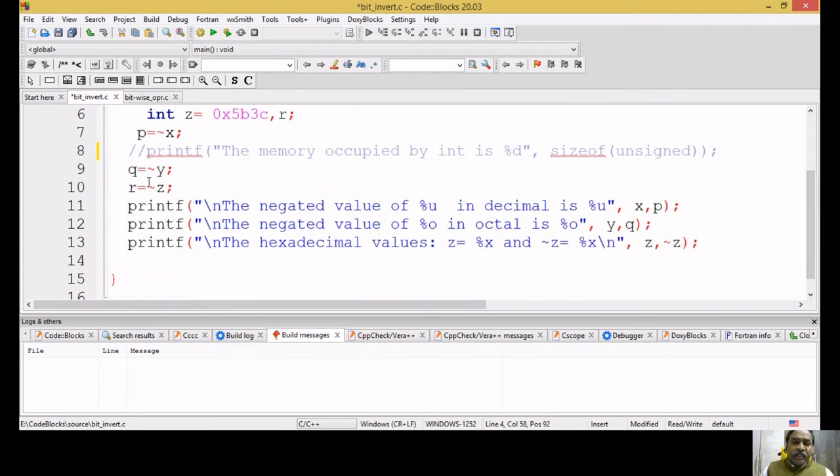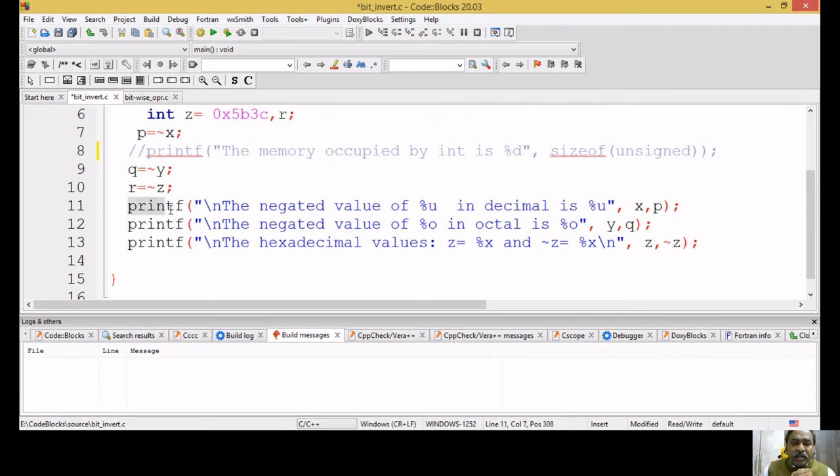This is what I have done here. So, P is equal to X. X is decimal, so it is to be subtracted from P, and we should get the result 4294 and so on, minus 25. The last two digits should be 70. Next, Q is octal and R is hexadecimal. Let us run this program.